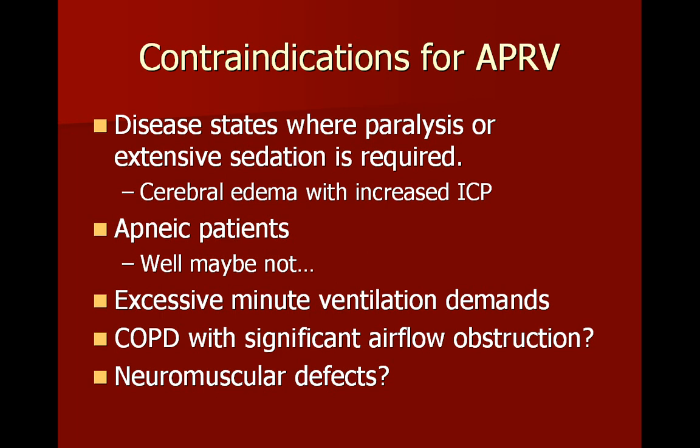This next one is one that I really am sensitive to. It's excessive minute ventilation demand. You're turning a good portion of that minute volume over to the patient's spontaneous breathing. If you've got a minute ventilation of 22, you probably are going to have a hard time with APRV. It might be better off to look at one of the other options, because that's a lot of work to put onto the patient. Okay.